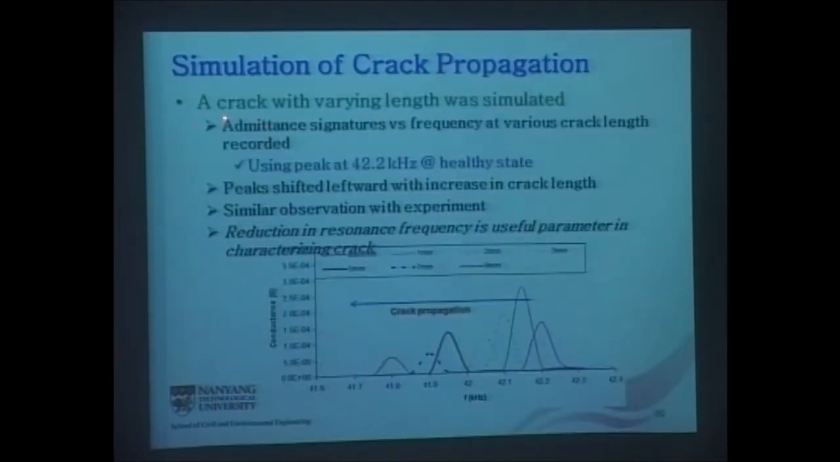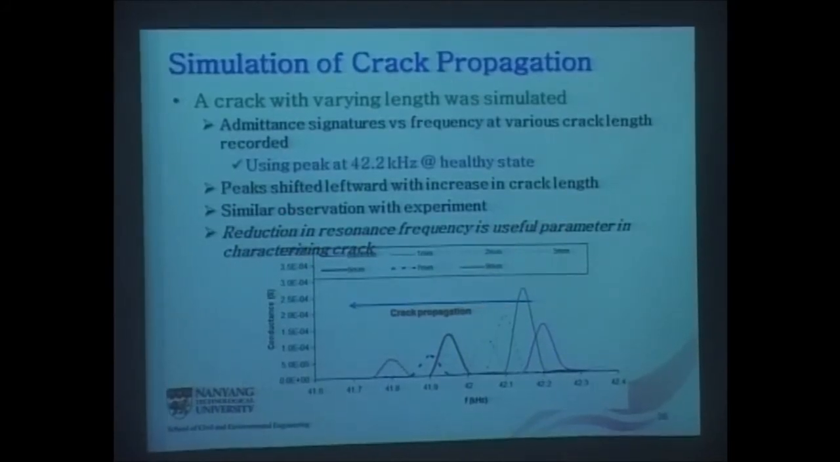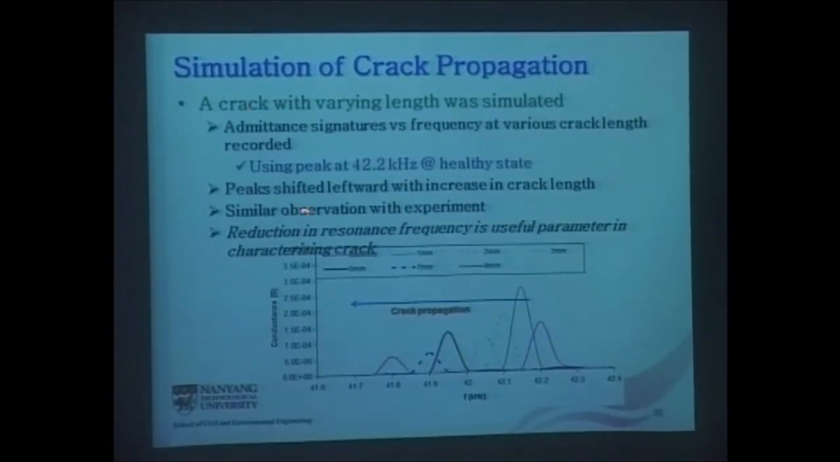And then we also show cracks with varying length simulated at this particular 42.2 hertz at the healthy stage. It shows the propagations. All right. And then it actually picks up quite well compared with the experimental that I've shown you earlier in the experimental part. Okay, the reduction is then used as a parameter in characterizing crack, because at this stage, this is the best identifier that we can find to use. Okay. So we can actually see this crack movement.